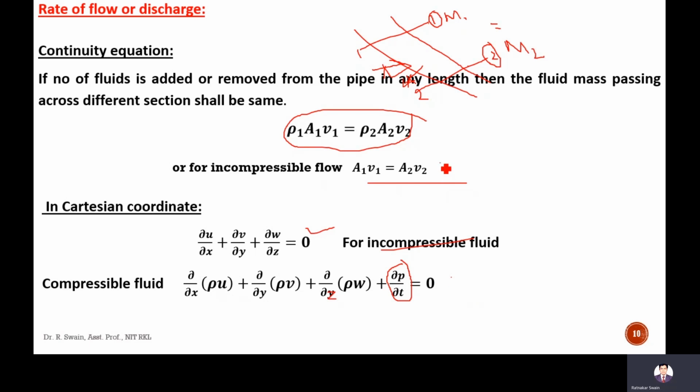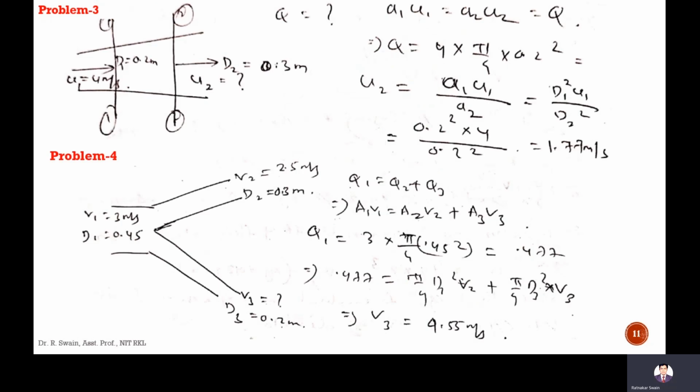So at last, since we are dealing with incompressible flow, we have to remember that the discharge Q1 is equal to Q2, that is A1V1 is equal to A2V2. Let's solve two problems on this continuity equation.